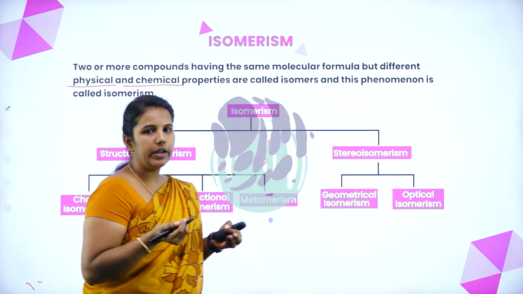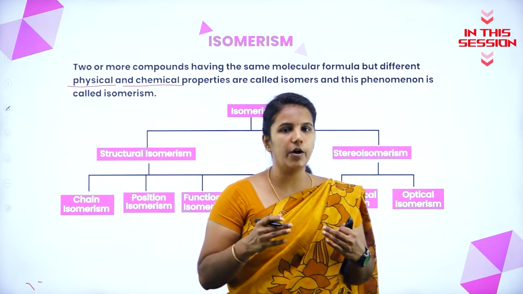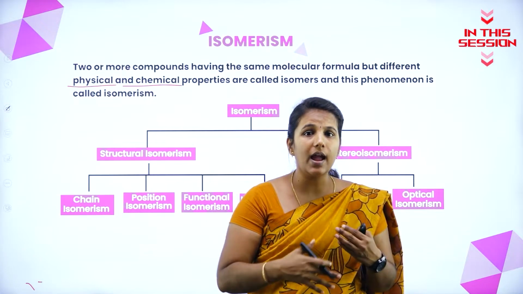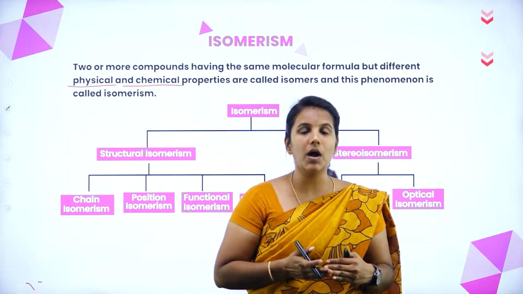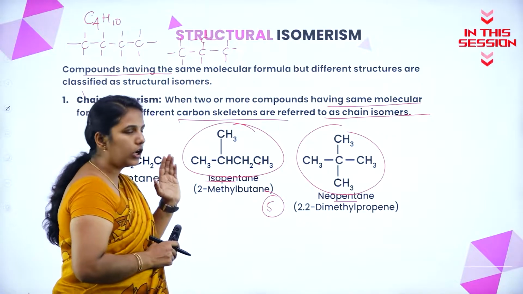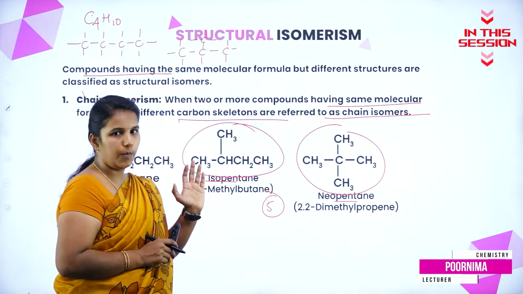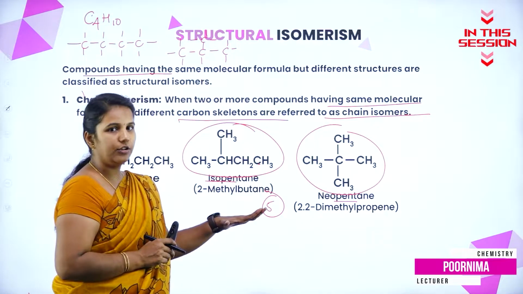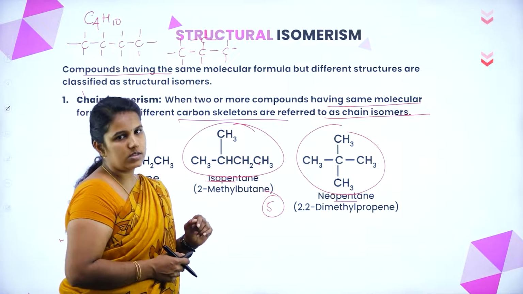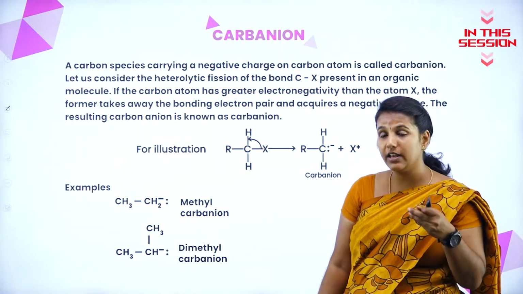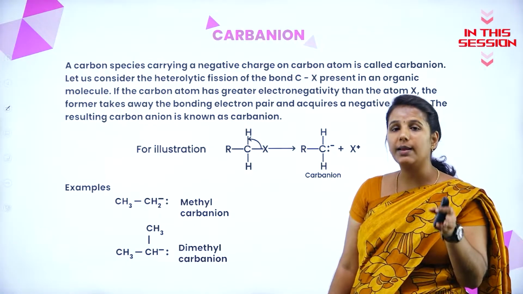Whatever the compound you take, it will have the same molecular formula, but it is physically as well as chemically different. Those compounds we call as what? Isomers. Even though the compounds have the same molecular formula, the carbon skeleton looks different. Hence it is known as what? Chain isomers. The carbon species which has the negative charge, we call it as what? Carbanion.